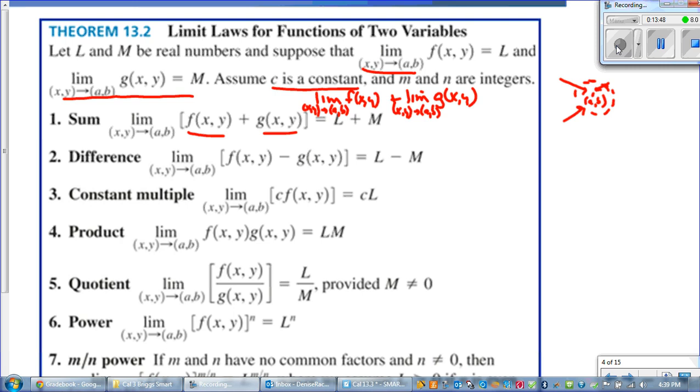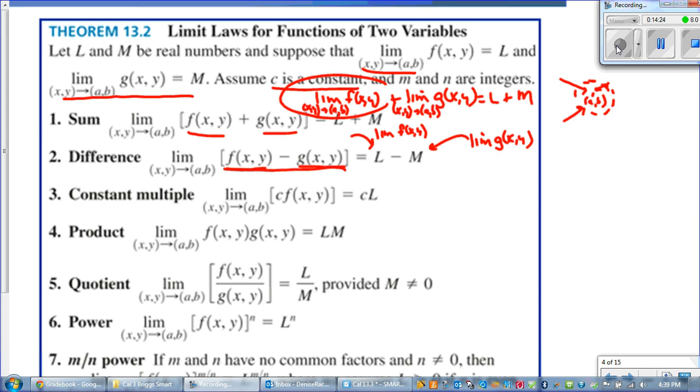Now this limit here is just L, and the other limit is just M. So that's just saying that the limit of a sum of two functions could be evaluated by taking the limit of each function separately. Same thing with the difference. The limit of two things subtracted is the same thing as the limit of the f of x, y minus the limit of the g of x, y, because this is your limit of f of x, y, and this is my limit of the g of x, y. So you can do them separately when you've got a difference.